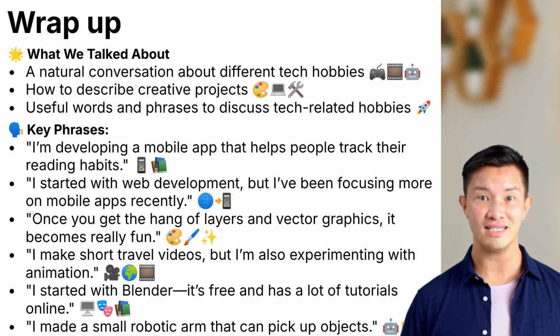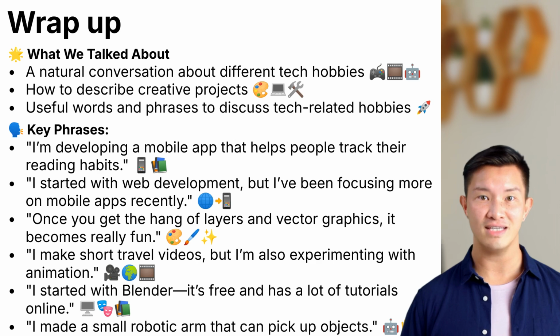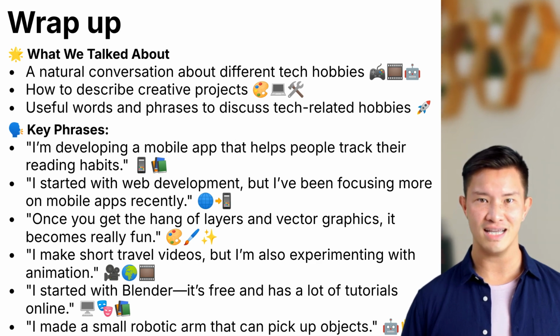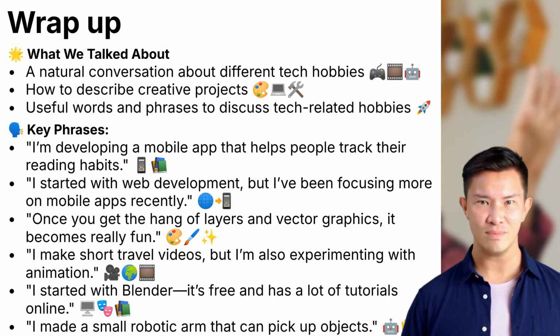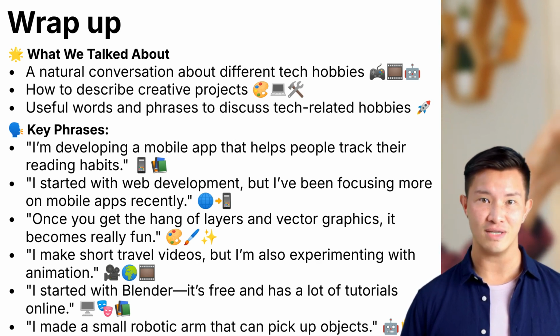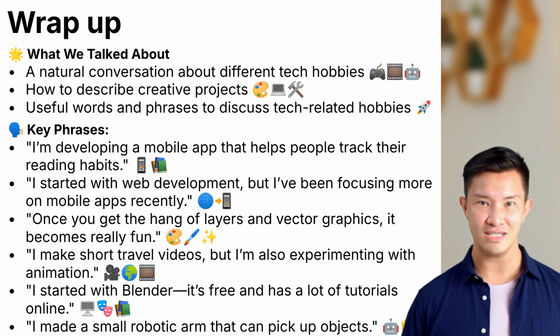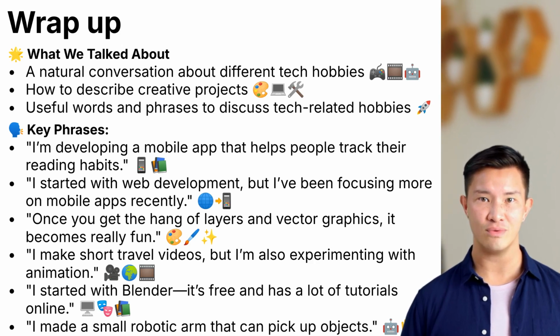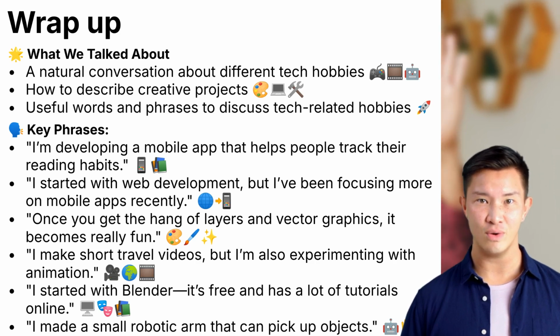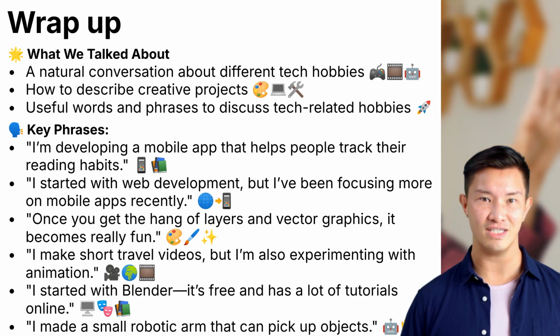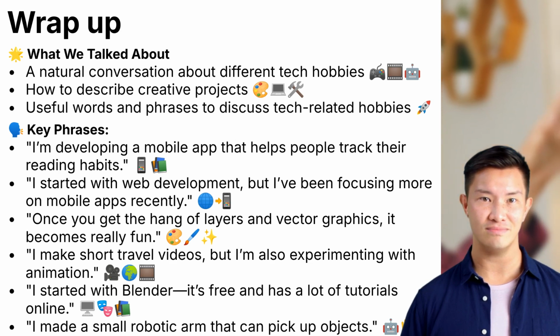Talking about tech hobbies in English helps you confidently share your skills, discuss your projects, and connect with like-minded people. Whether you're developing an app, designing 3D models, or coding a robot, being able to explain your work clearly is an important skill. Try practicing by describing a tech project you're working on or explaining why you enjoy your hobby. The more you use these phrases, the more natural they will feel in real-life discussions.